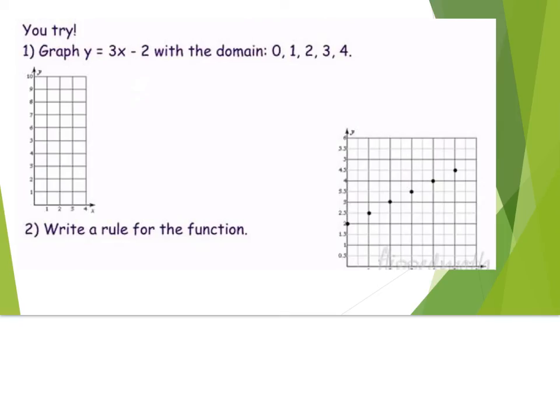Lastly, folks, I want you to try these two problems here. The first one: given the function rule of y equals 3x minus 2 and this domain of 0, 1, 2, 3, 4, graph the function. Number 2: write a rule for the function based off of what you see in the graph. Remember, this is just like the example we just did. Find some ordered pairs and see if you can figure out the relationship. All right, pause the video. Give these a shot.